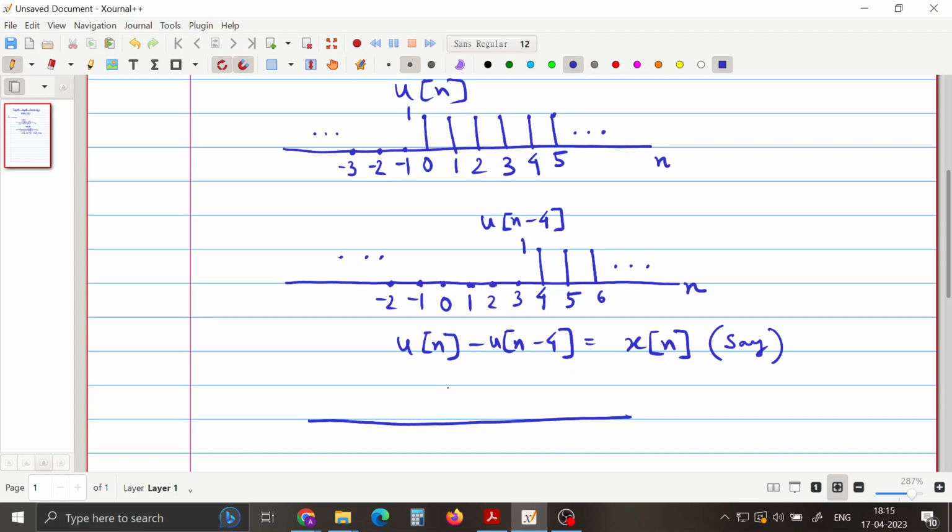So you'll get something like this. It starts from 0. At 0 you have the value 1. At n equals 1 you also have the value 1. At n equals 2 and n equals 3, similarly you have the value 1.